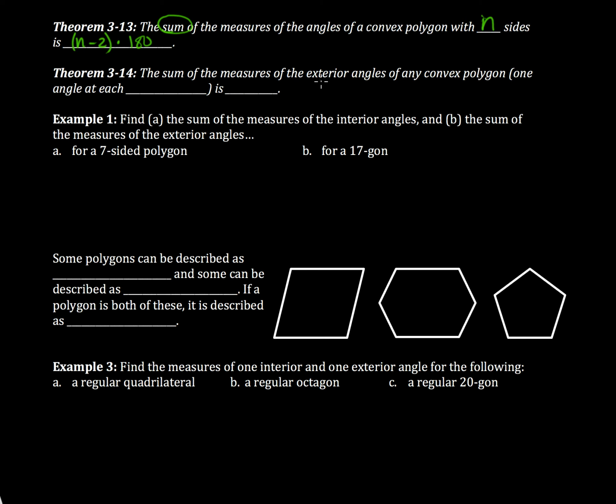Now what about the exterior angles? What about the exterior angles of a polygon? Well, this one's a little bit easier. If I draw one exterior angle at each vertex of a polygon, doesn't matter what kind of polygon it is, whether it's a triangle or a quadrilateral or a pentagon, if I add all those exterior angles up, I will always get 360. So let me show you what I mean here.